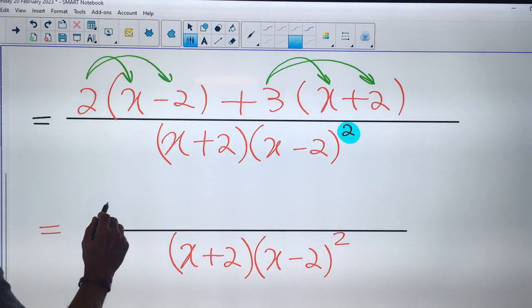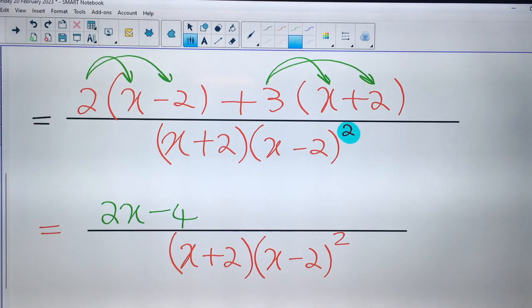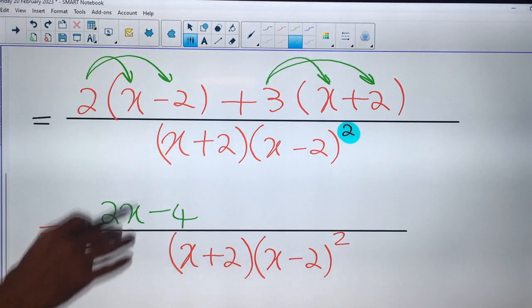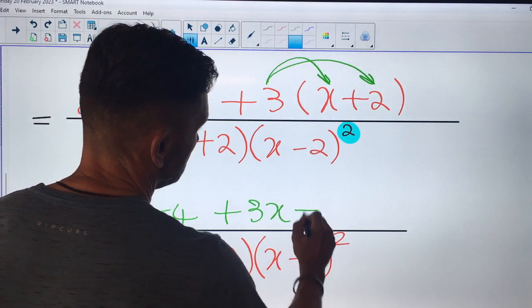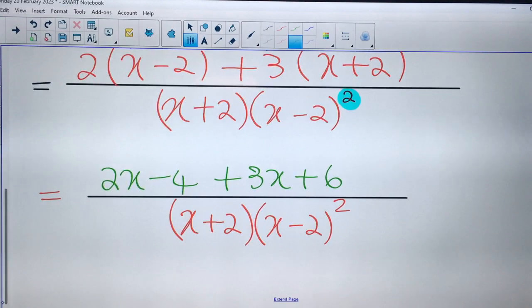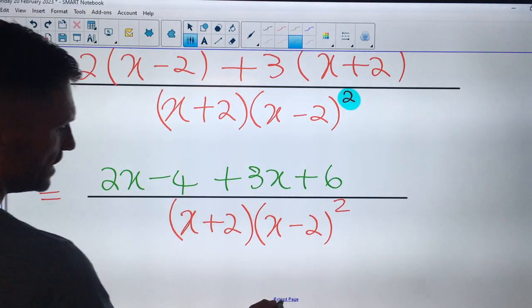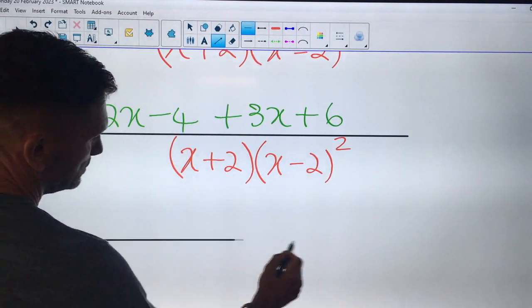Two times x is 2x. 2 times minus 2 is minus 4. Now we're with the second term. 3 times x is 3x and 3 times 2 is 6. Now we need to look for like terms. Again, the denominator stays the same. I'm not changing anything there. It's already factorized.